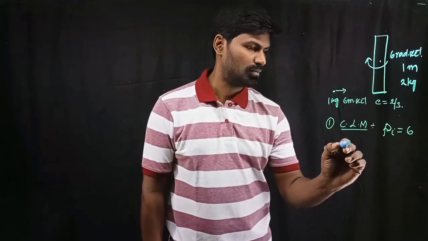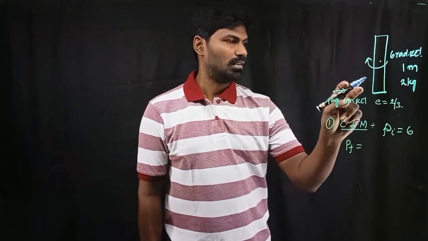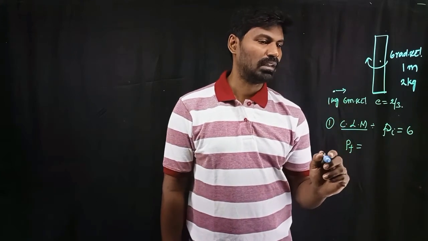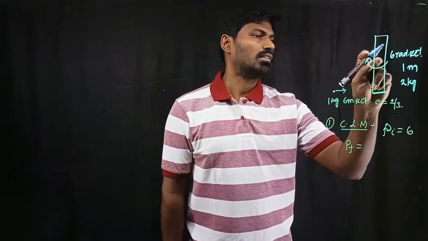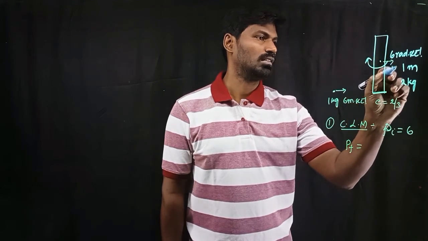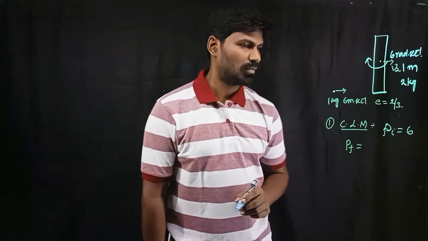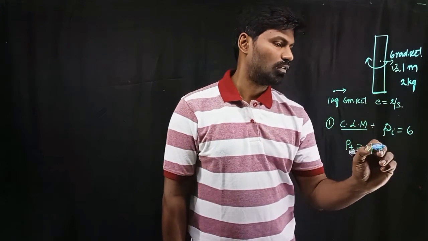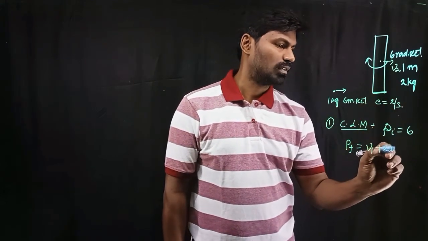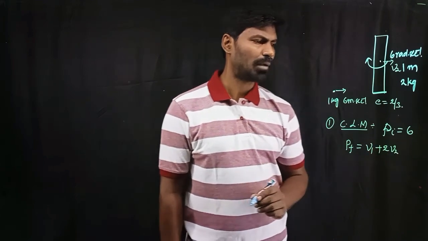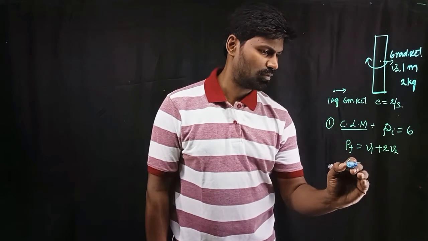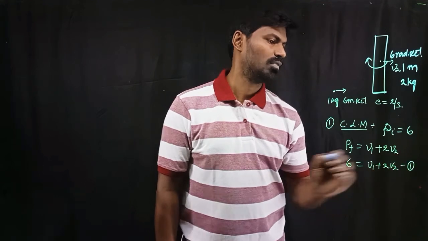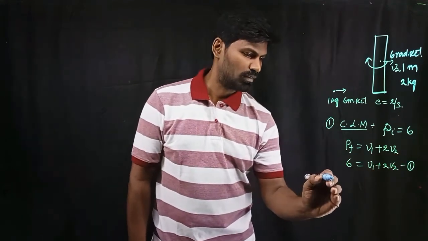Next, the final linear momentum, P_f. After collision, the ball is moving and at the same time the rod is also moving. After collision, I take the velocity of the ball as V1, and the velocity of the center of mass of the rod, which I assume is to the right, as V2. So m1 is 1 kilogram, 1 into V1 is V1, plus M is 2 kilograms, the mass of the rod, times the velocity of its center of mass V2. If we apply conservation of linear momentum, initial linear momentum equals final linear momentum: 6 = V1 + 2 V2. This is expression number 1.